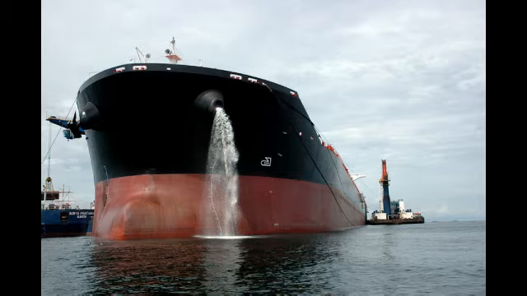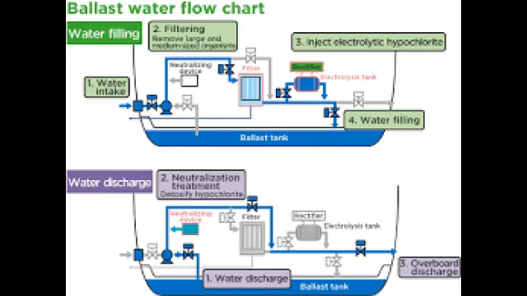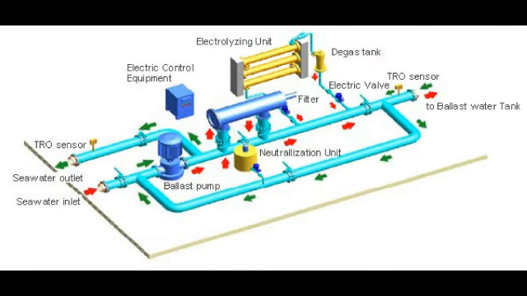Another step is installation and use of a ballast water treatment system in ships. These systems use different methods to prevent the transportation of invasive species. These methods range from physical filtration to radiation or chemical treatments.